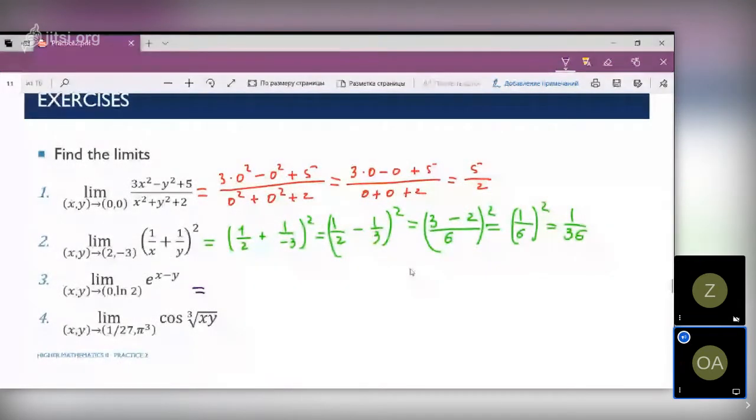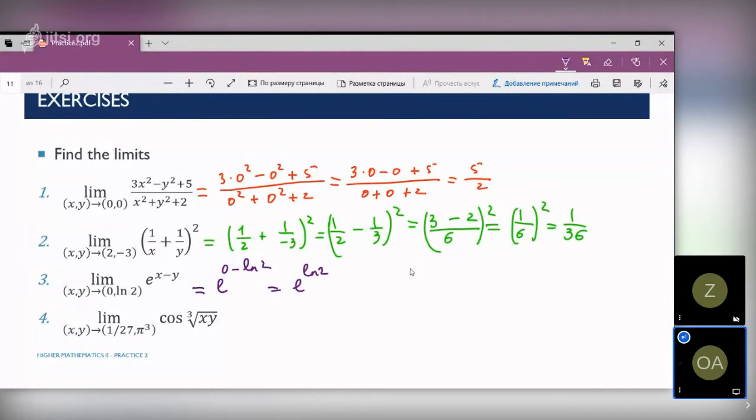Here we have to plug in the number 0 instead of x and ln 3 instead of y. Yes. e to the 0 minus ln 3 will be equal to e to the ln 3.